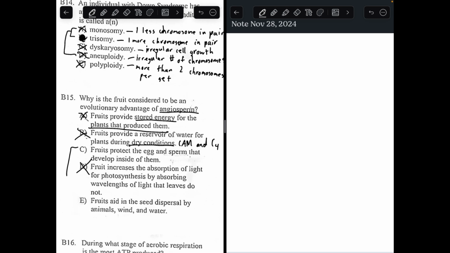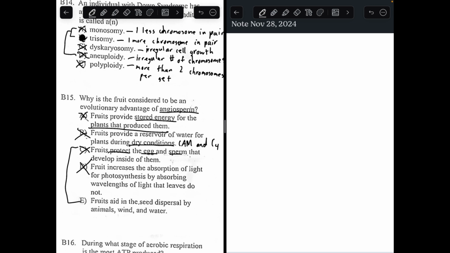Now, C and E are the closest because fruits do protect and fruits do aid in dispersal. However, what do fruits protect? Do they protect the egg and sperm, also known as the ovule and stigma, the ovary and the pistil and anthers of a plant? Or do they protect the seed of the plant? They do not protect the egg and sperm. They protect the seed. That's a big thing you have to keep in mind there.